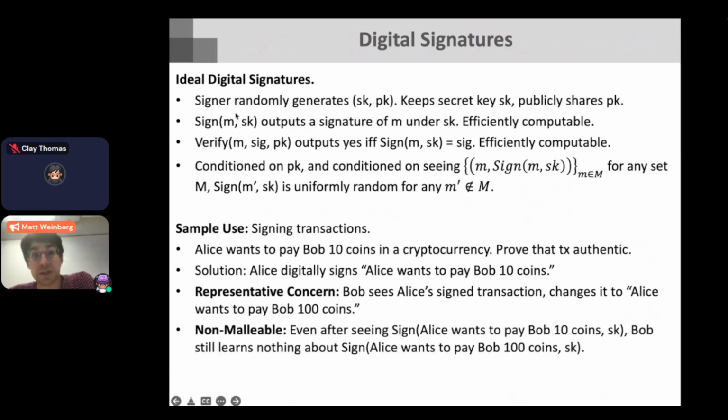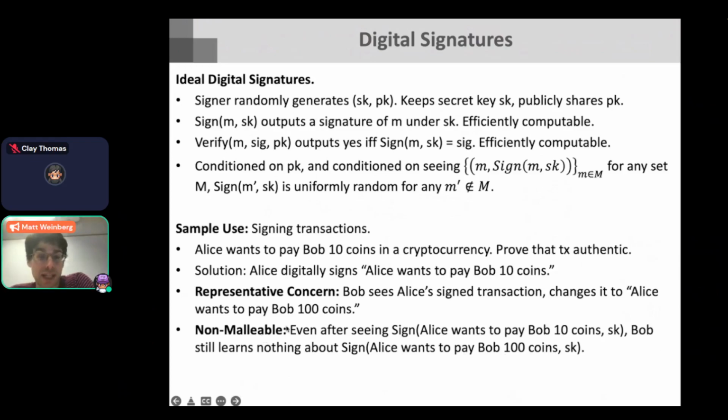Right? And this ideal scheme that I proposed is non-malleable. Non-malleable is a term used by cryptographers. The formal definition is much more intense than what's on this slide. But with this ideal construction, basically what you get is that even after seeing the signature of "Alice wants to pay Bob 10 coins," Bob learns nothing about what a signature is supposed to look like if I add an extra 0 in there.